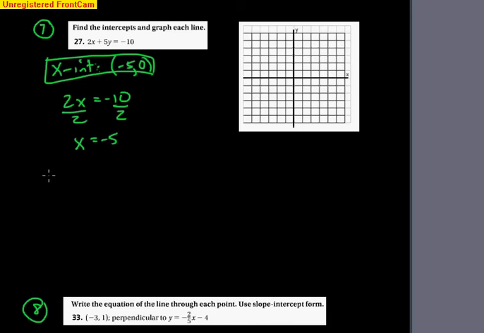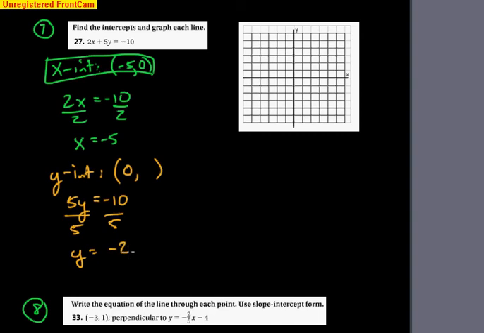Now we do a similar thing for the y-intercept. If you want to find the y-intercept, you're looking for the y when x is 0. Plug in 0 for x, and the x term goes away, and you get 5y equals negative 10. Divide by 5, y equals negative 2. And that is your y-intercept.